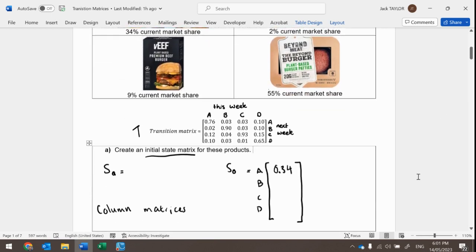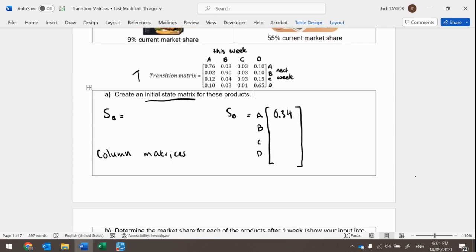Product B had 2% of the market. So I'm going to put that as 0.02. Product C had 9% of the market, so 0.09. And D was the most popular, has 55% of the market share. So initially, the popularity went with D, A, C, with B being the least popular. So that's an initial state matrix, the beginning information.